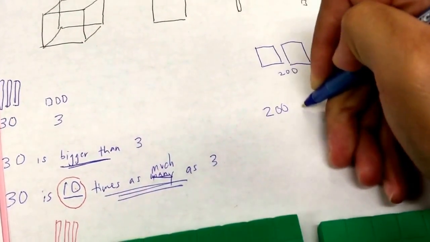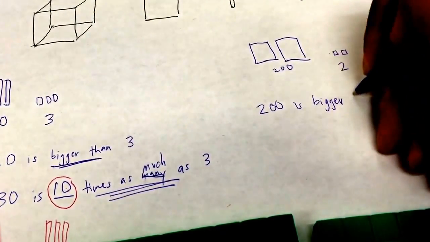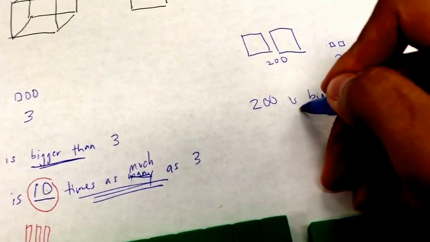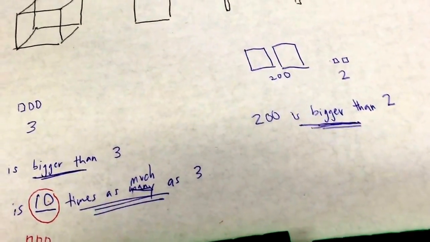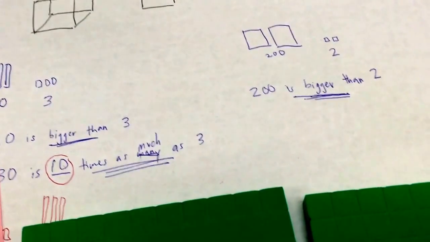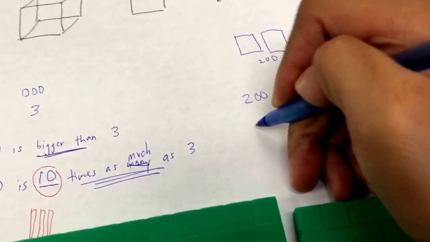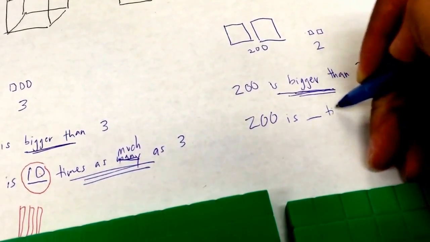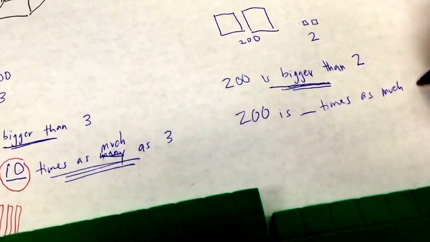200 is bigger than 2. Now, academically, instead of saying is bigger than, we can get even more specific. And when we do, we'll use the phrase times as much as. So 200 is blank times as much as 2.